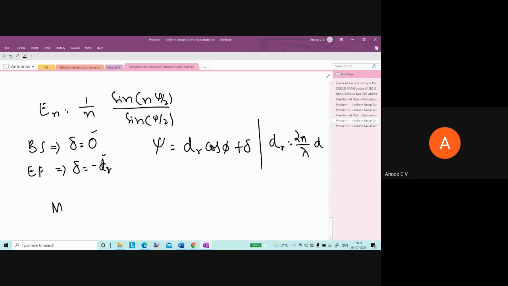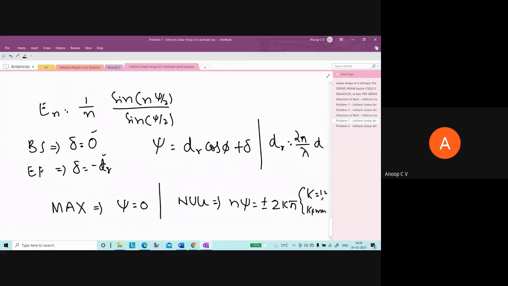And maxima happens for psi equals 0, and null happens for psi equal to plus or minus 2k times pi, where k is equal to 1, 2, 3, etc., and k not equal to mn. You have to remember only these things for problems, right?